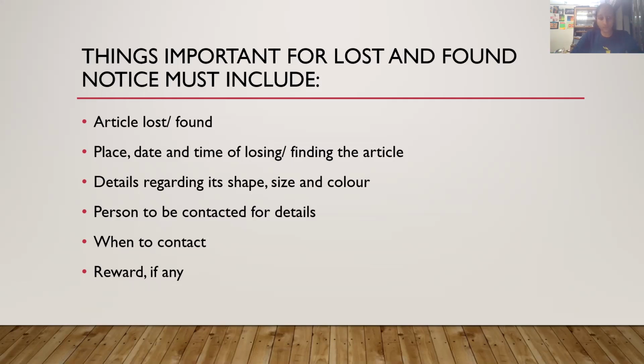The thing which you have lost, then the details of it, like which shape, size, color, how big it is, and which color it is, pink, purple, blue, orange, yellow, and what shape it is, circle, oval, rectangle, square, anyways. Okay, so place, date, and time of losing or finding the article. It is very important to write the place where you actually lost that article.